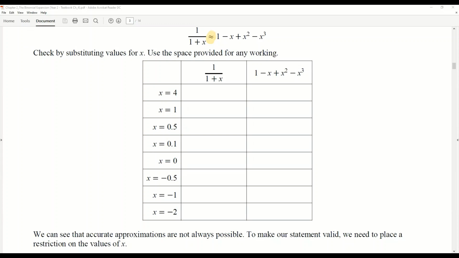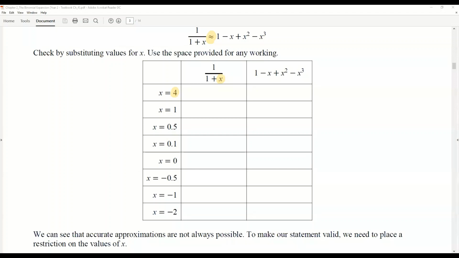Because we have a rational expression there and a polynomial, and they look like they're going to yield totally different answers. Now, what I would like you to do is just pause the video and on your calculator or otherwise, evaluate these two columns. And you're going to sub in x equals 4 into the first expression here, 1 over 1 plus x. Okay, so we'll do this one together just to get you started if you like.